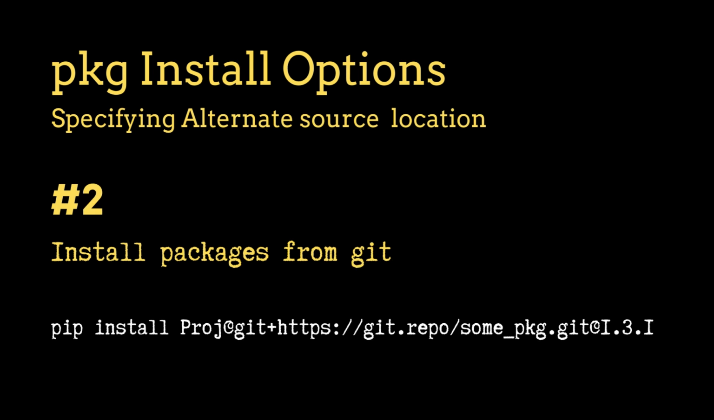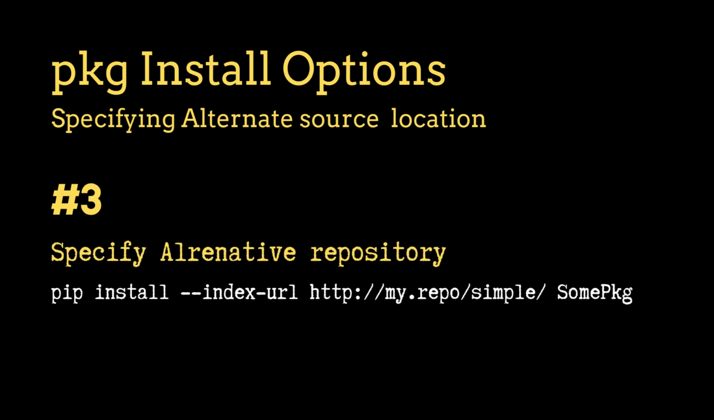Number 2. Install packages from Git: pip install followed by your project name and Git URL and path. Number 3. Install packages from alternative package repositories: pip install --index-url followed by URL of the repository.